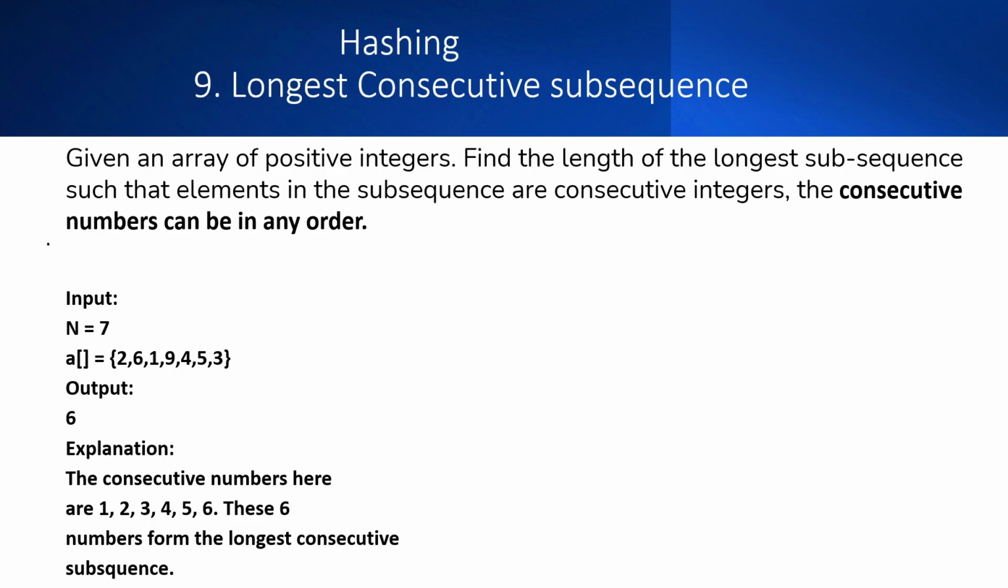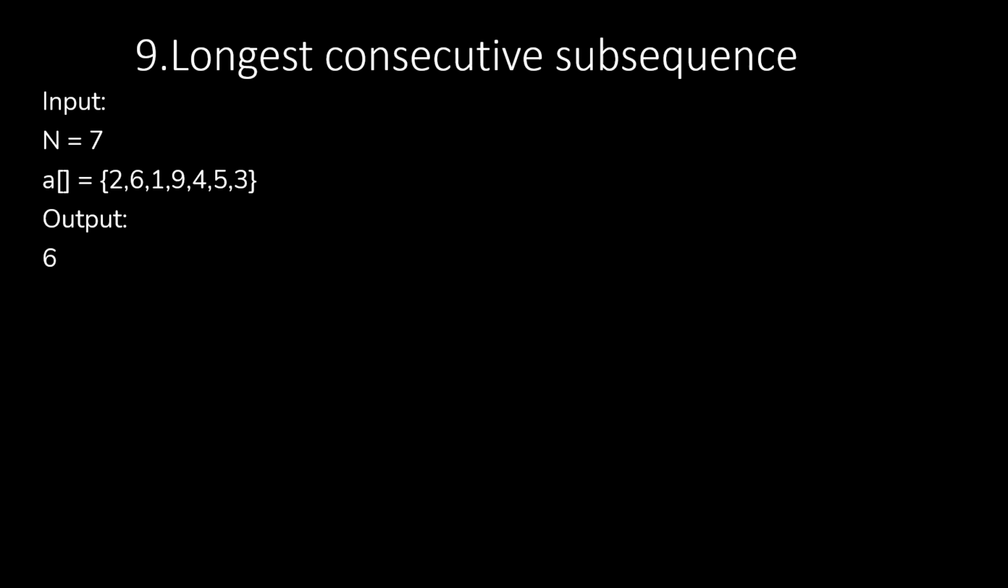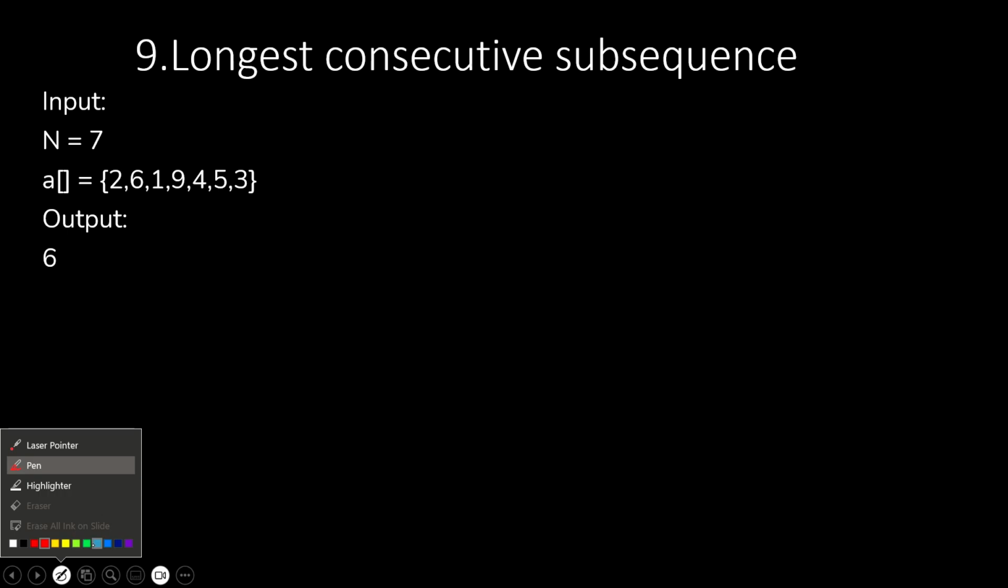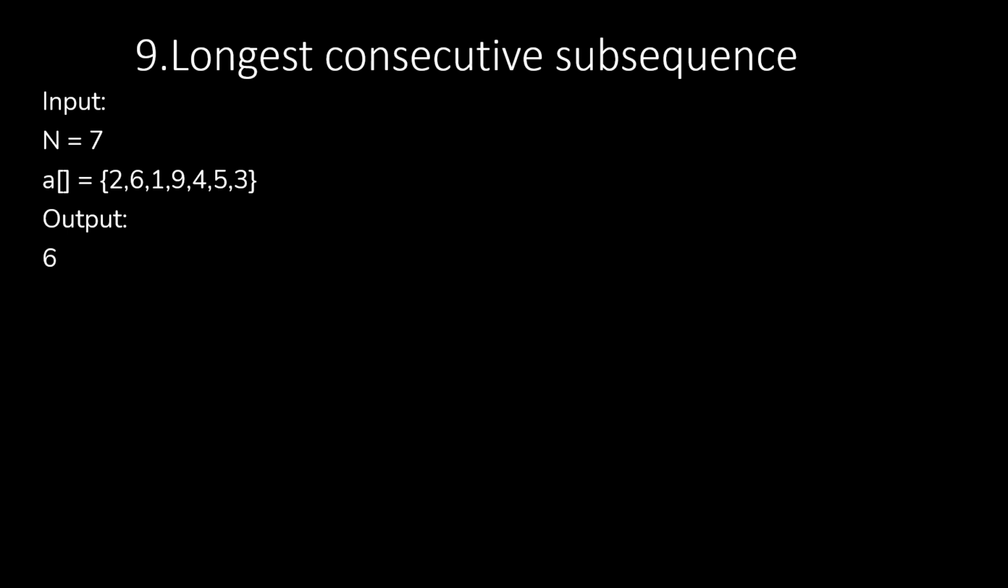Now let us start by discussing the question. In this question, an array has been given, that is 2 6 1 9 4 5 3. Now what we want from this array is the longest consecutive subsequence, and first we have to understand what a consecutive subsequence is.